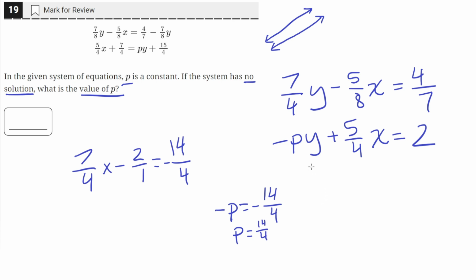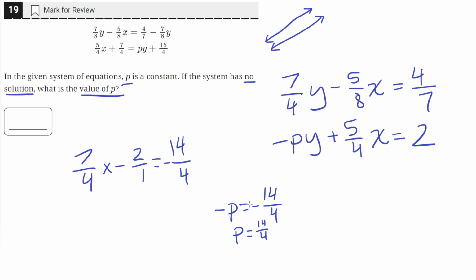So when p equals 14 over 4, we have a negative 14 over 4 y here, which is equal to 7/4 times negative 2. And then for the x term, we have 5 over 4, which is equal to negative 2 times negative 5/8. So that means the coefficients of the x and the y terms in the second equation are multiples of the coefficients in the first equation.